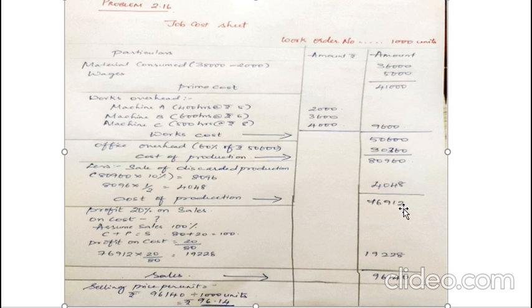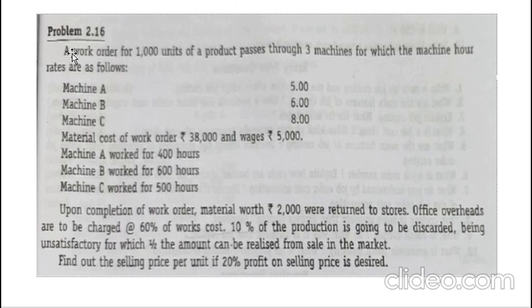This profit is 19,228. So when you add your cost of production plus your profit 19,228, you will get your sales, which is 96,140. As you have got your sales, the number of units is given in the problem. As the number of units is given, you need to find out the per unit value. How many units are given in the question? The work order is for 1,000 units of the product. They have given you 1,000 units and told you to find out the selling price per unit.